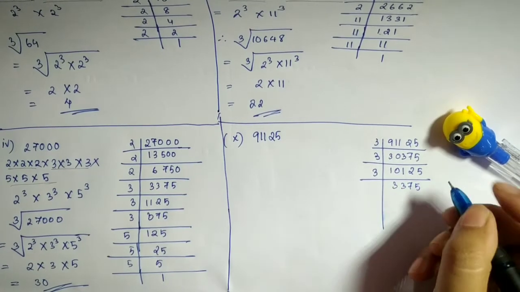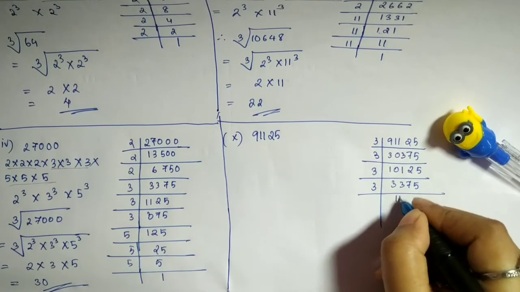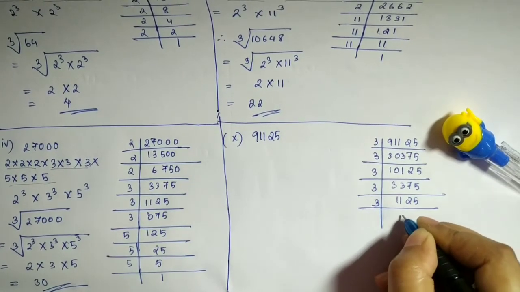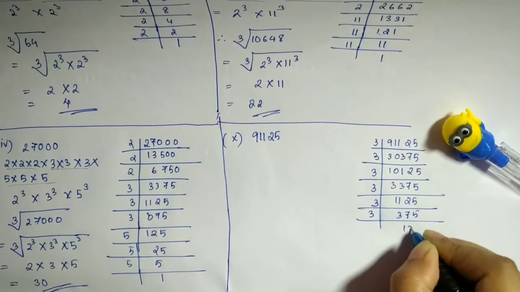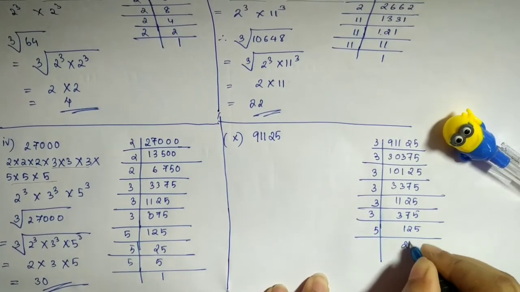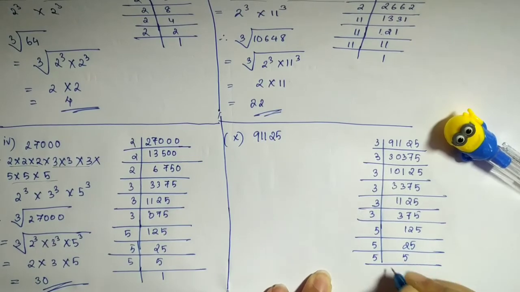3375. Goes by 3 again. I get 1125. Again goes by 3. I get 375. Again goes by 3. I get 125. Now this number goes by 5. 25, 5, 5, 5 and 1.